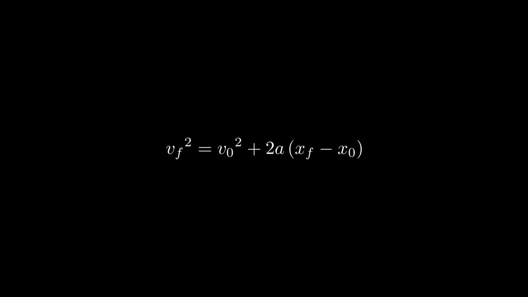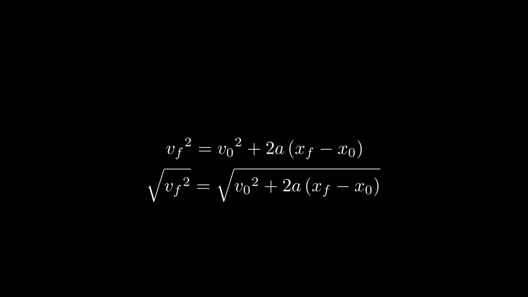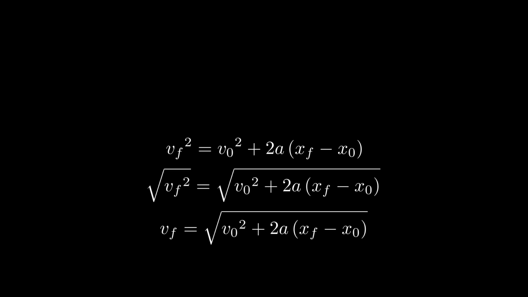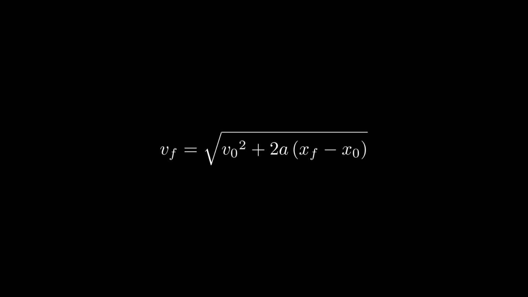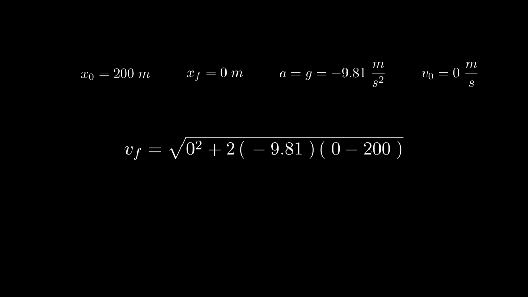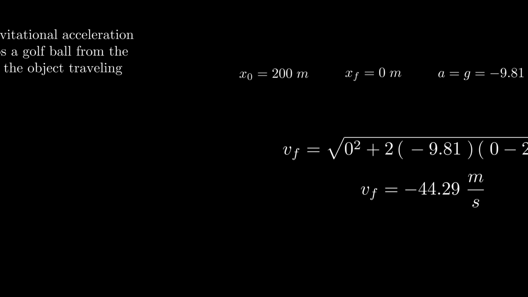That being said, the only manipulation this equation needs is taking the square root of each side, so that we have v final with no square. From here, it's just a matter of plugging in the known values to find the answer we are looking for. Because square roots can give a positive and a negative answer, we find that the final velocity is equal to negative 44.29 meters per second, since we know from the problem it is in the downward direction.